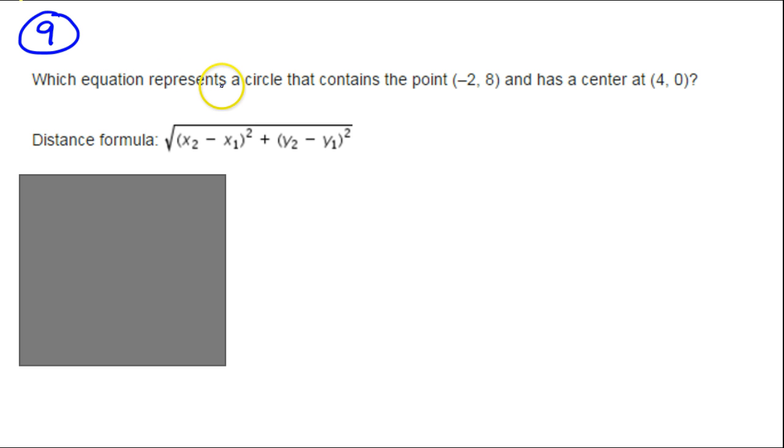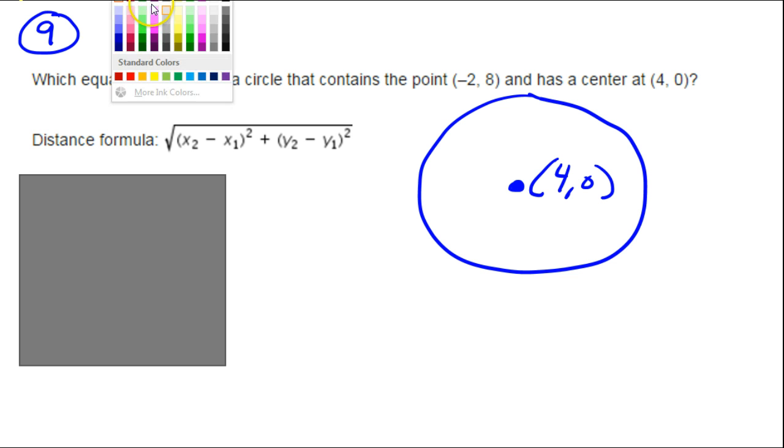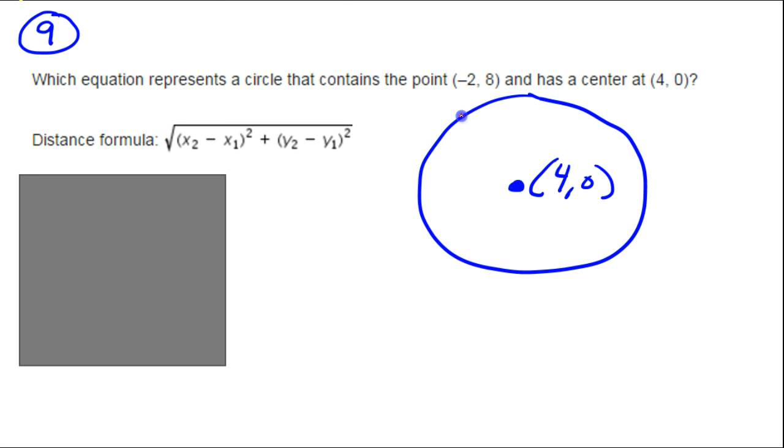Alright, which equation represents a circle that contains this point and has a center at 4, 0? Okay, so the center is 4, 0. That's fine. And then we have some other point somewhere on the circle. Now this doesn't have to be perfect in any way, shape, or form, but the idea is we have this other point floating around on the circle, and that's the point -2, 8. So we have these two things, and we're supposed to come up with an equation.